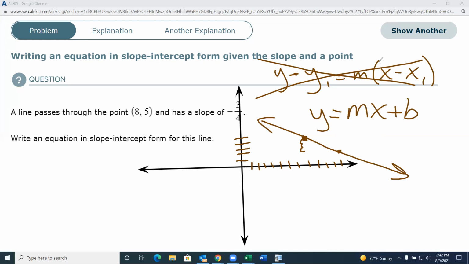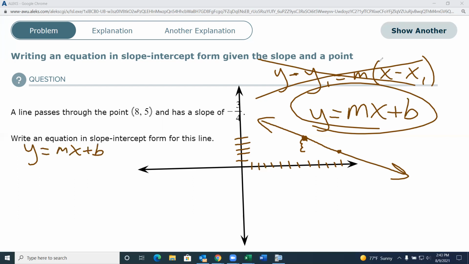Okay, so using this guy here, we're told that we have a slope of -3/4. So y equals mx plus b. And we know that the slope is -3/4, so that's our m.